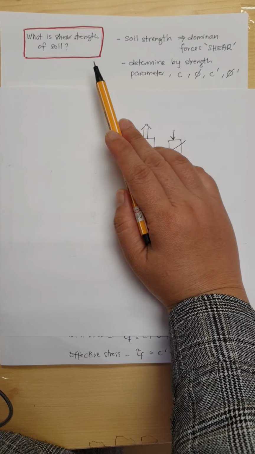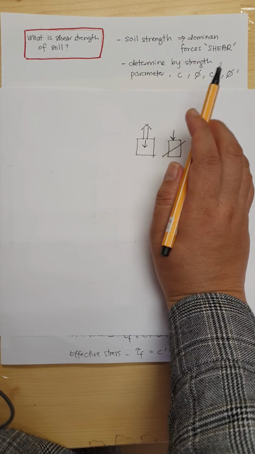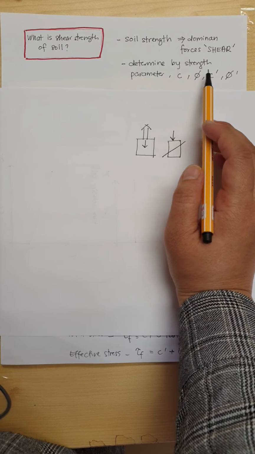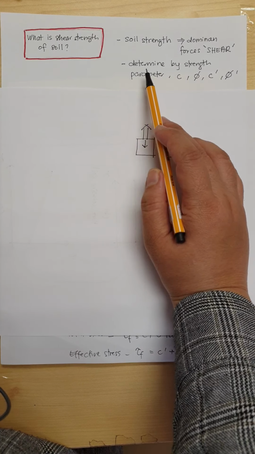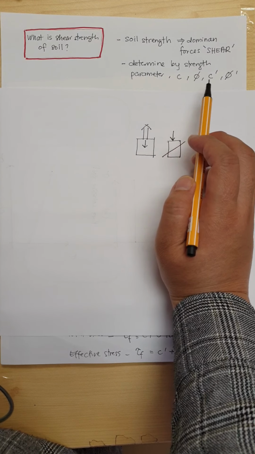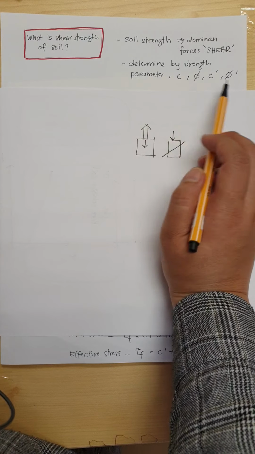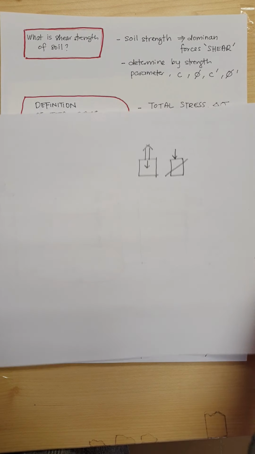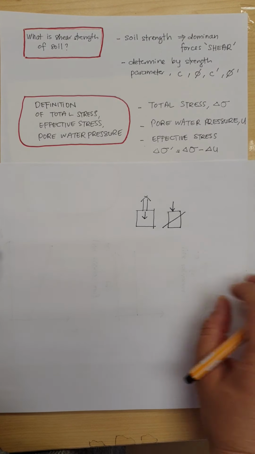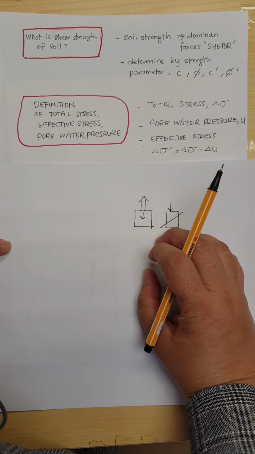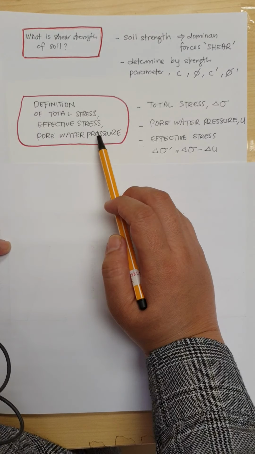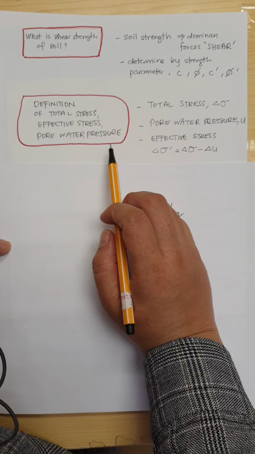So what is explained in soil strength we describe under shear strength, and it is determined by the strength parameters, which are c, phi, c dash and phi dash. We will look into this further on. And next, this is what you need to understand for total stress, effective stress, and also pore water pressure.